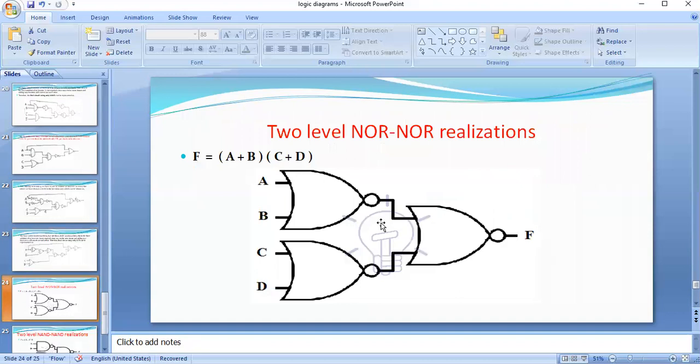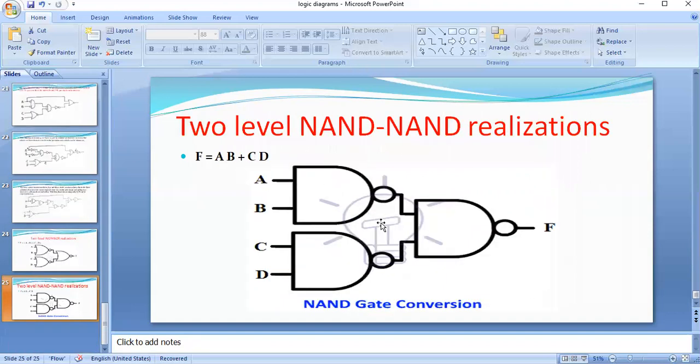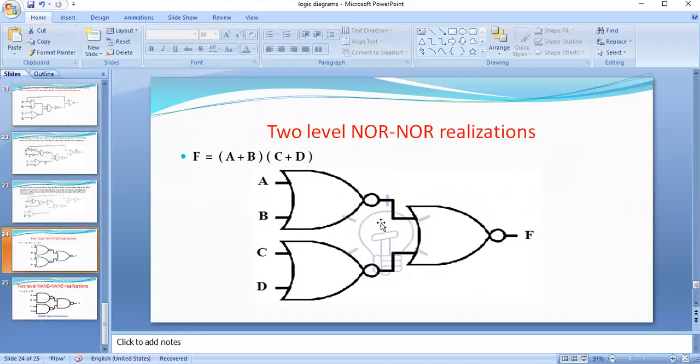Okay, after that, two-level implementations: two-level NOR realizations and two-level NAND realizations. How can we implement a given function into a two-level NOR realization? See here, I'm taking an example. F is equal to (A plus B) into (C plus D). So first, what we have to do is just apply a double whole bar.